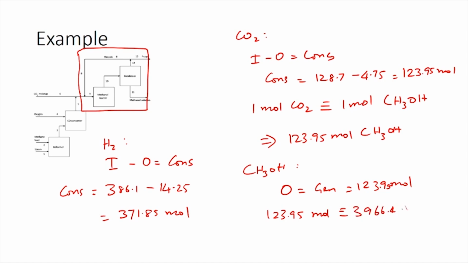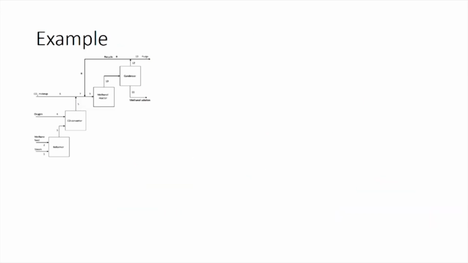kilograms of methanol. We also need to calculate the amount of water which is present in the stream, so that we can calculate the composition of stream 11. How much water would be present? For that, we need to perform the water balance equation. So, the balance equation would again be output equals generation plus input. So, using stoichiometry, generation would be equal to 123.95 moles of water being produced.